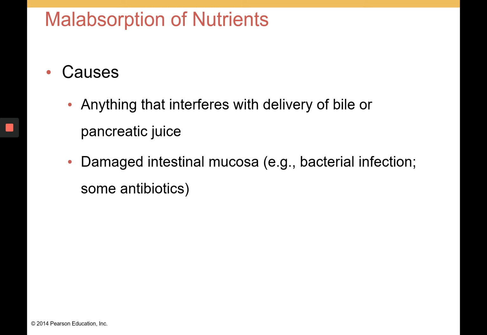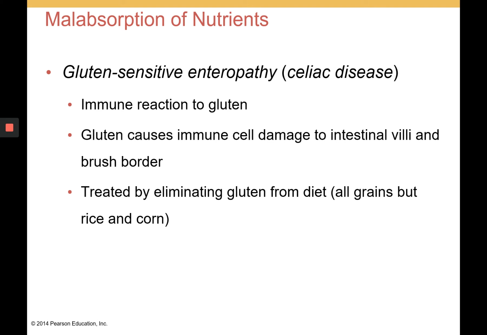This could occur because of antibiotics or bacterial infection, or because of a homeostatic imbalance such as celiac disease. Celiac disease is also known as gluten-sensitive enteropathy. It is an immune reaction to gluten, and this immune reaction damages the intestinal villi and microvilli and actually causes a decrease in the surface area for absorption in the small intestine. But we can treat this by eliminating gluten from the diet of an individual who does suffer from gluten-sensitive enteropathy, and this includes all grains except rice and corn.